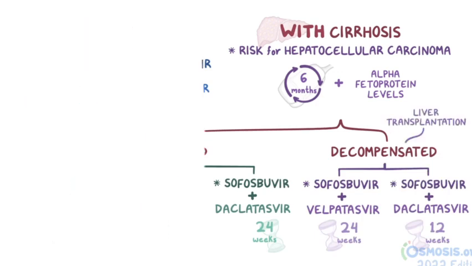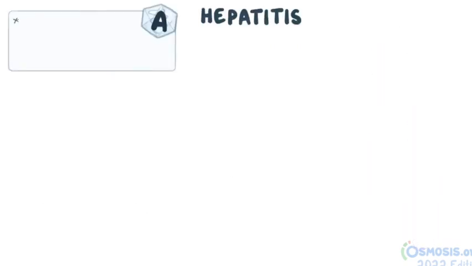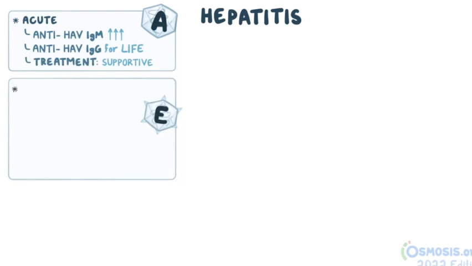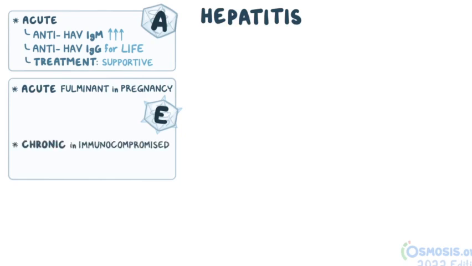Alright, as a quick recap. Hepatitis A causes acute hepatitis, and anti-hepatitis A virus IgM antibodies rise, and anti-hepatitis A IgG antibodies persist for life. Treatment is supportive. Hepatitis E causes acute hepatitis, including fulminant hepatitis in pregnant women, but it can also cause chronic hepatitis in immunocompromised individuals.